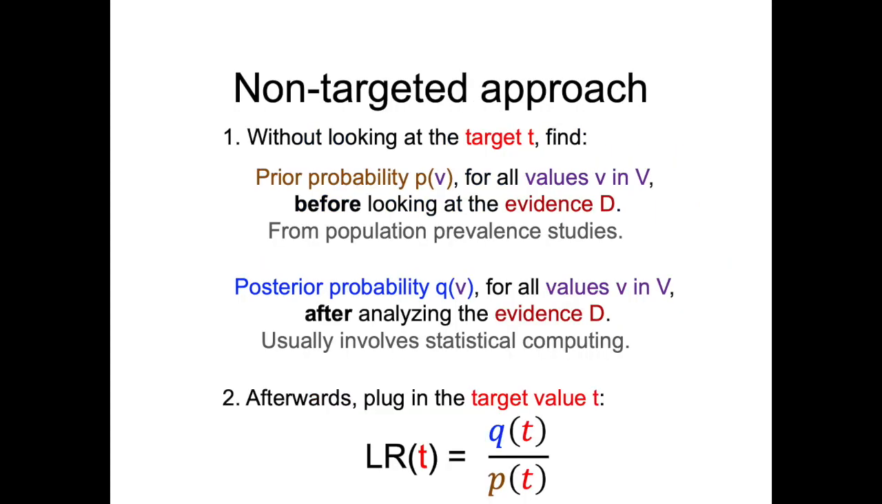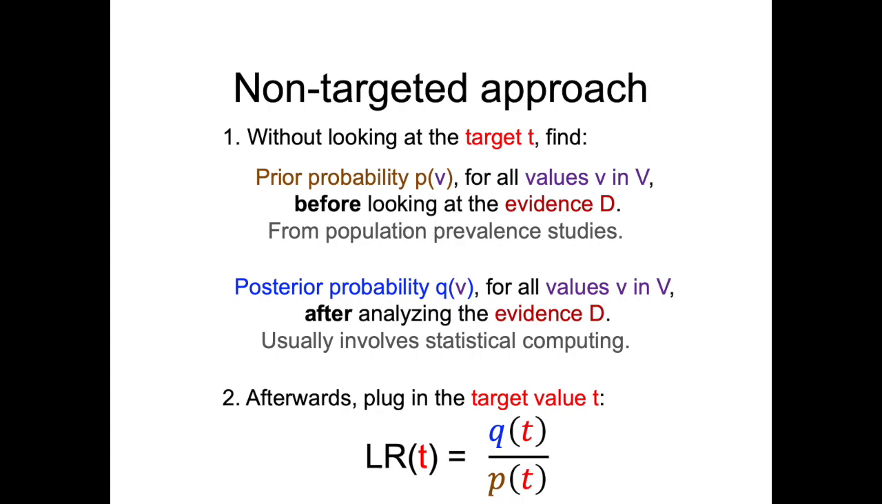The probability form of the likelihood ratio provides a non-targeted approach to weighing evidence. First, calculate probabilities without ever looking at the target. To do this, we need to find the prior probability, P, for all the different values that can occur before we ever look at the evidence data. This prior probability is usually determined in forensics from population prevalence studies.